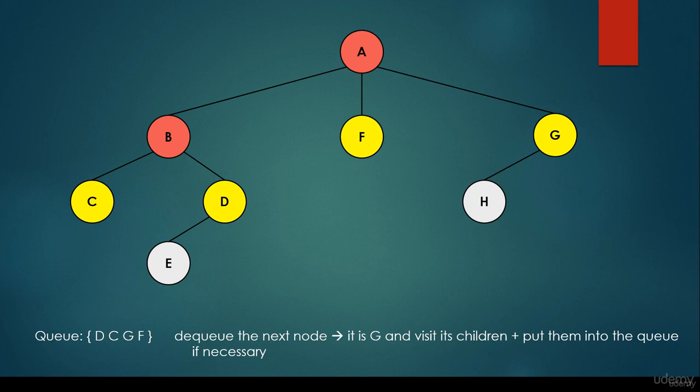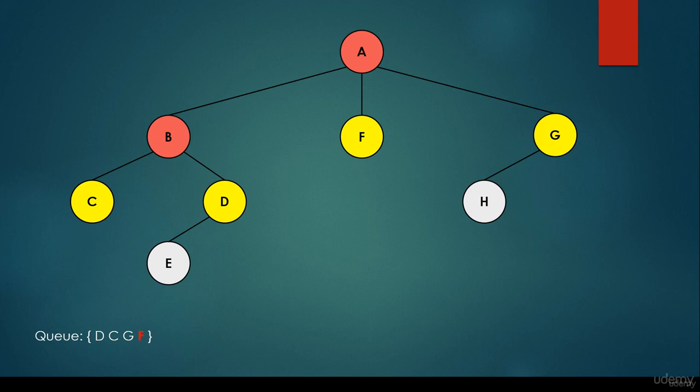Then we are going to dequeue or remove the next item from the queue. It's going to be the F, so we visit it. We come to the conclusion that F is a leaf node, which means that it doesn't have any children, so we are going to take out or dequeue the next item from the queue.